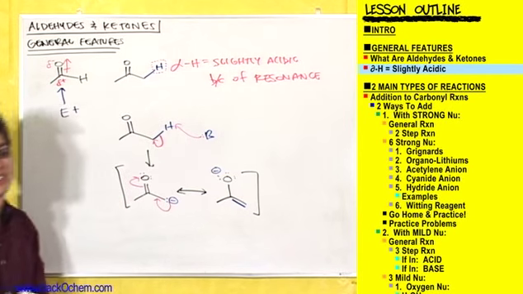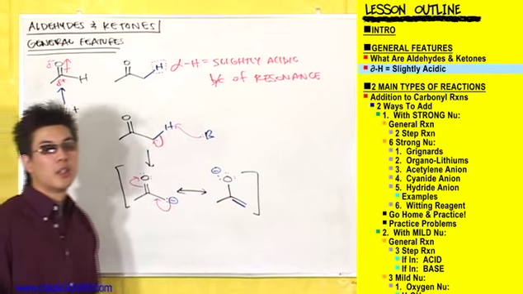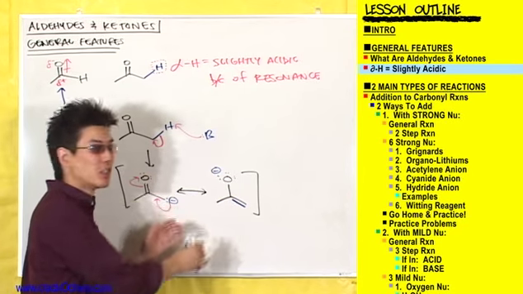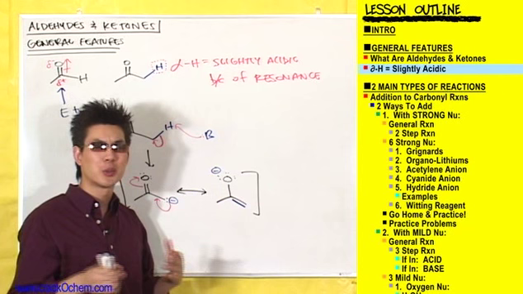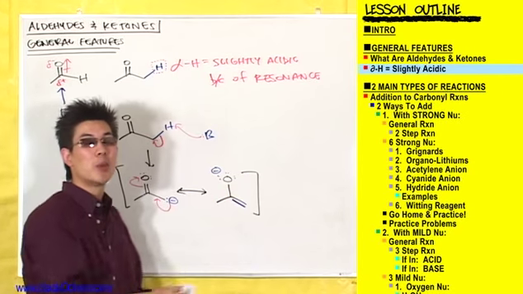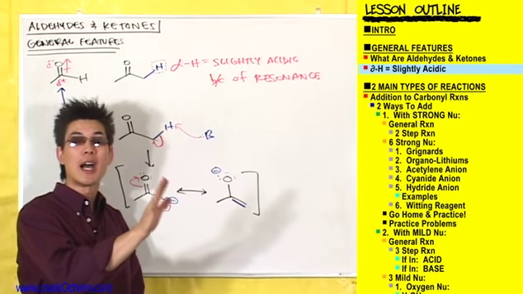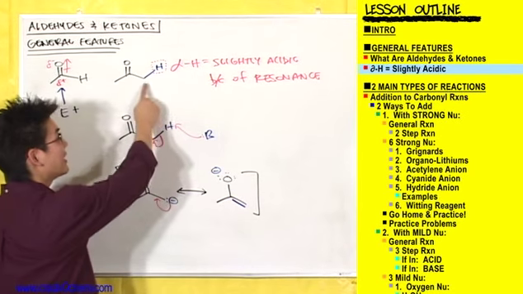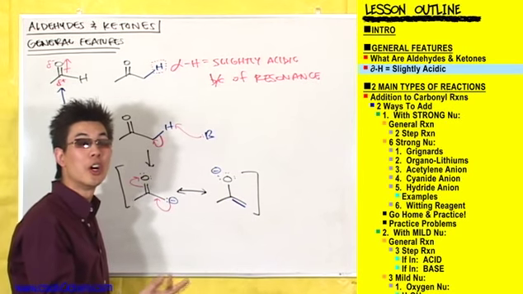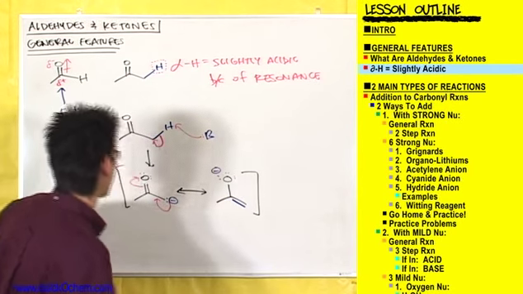But hey, you guys, this means nothing to you right now, okay? So if you're looking at this and it's like, oh my gosh, what is he talking about? Don't worry, we're going to get into this big time later when we talk about the reactions that aldehydes and ketones undergo. For now, I just want you to realize that these alpha hydrogens are acidic. They can be pulled off, okay? So we'll get back to this big time later.